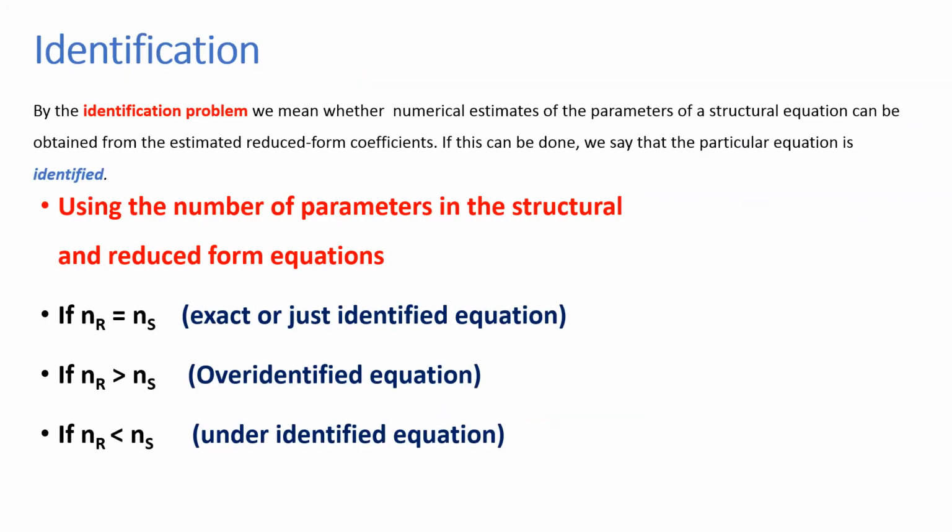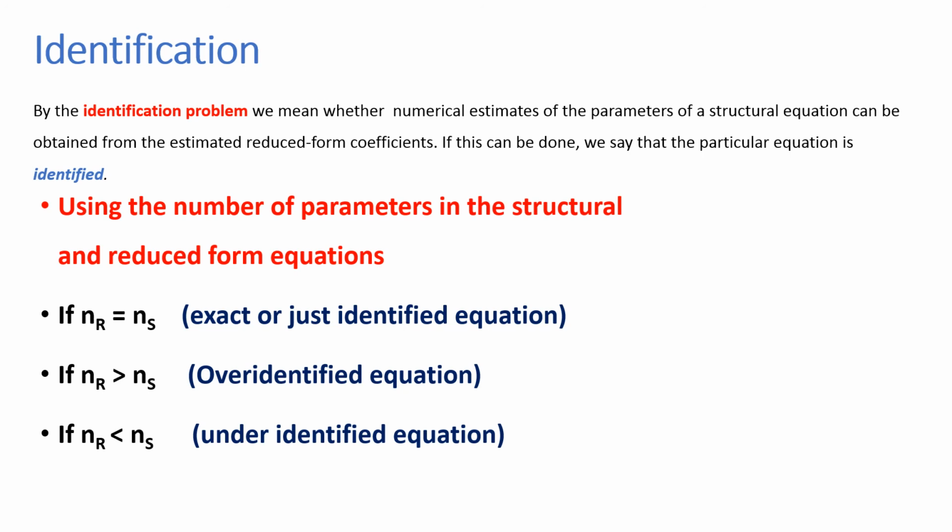Identification. Actually, identification is a very important concept in simultaneous equation models. By the identification problem, we mean whether numerical estimates of the parameters of a structural equation can be obtained from the estimated reduced form coefficients.